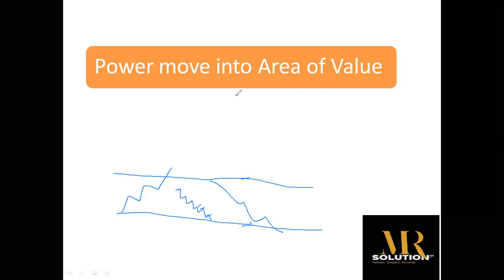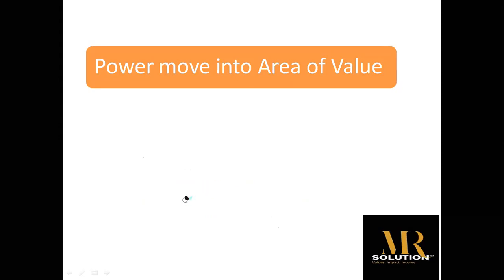So I want to see a power move into area of value. Same thing happens here, making a series of higher highs. I want to see a power move, unlike what is obtainable at this region. You can't just be too sure. You can't say this is the next thing that will happen. So that's one of the things I look at each time I want to trade a candlestick formation: a power move into area of value.